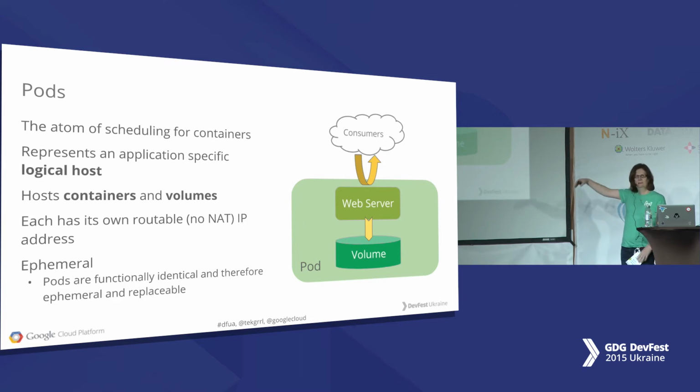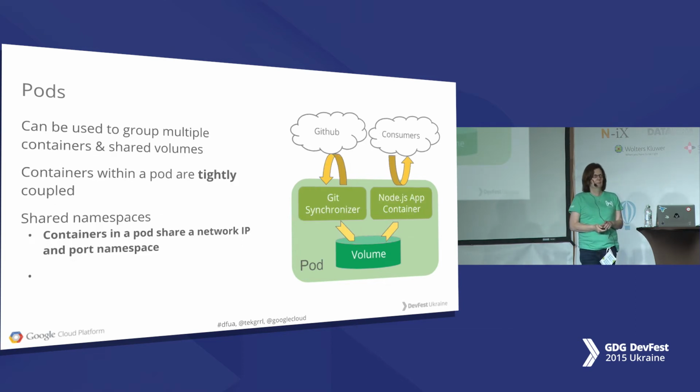Pods are things that come into existence when they're needed. These are scheduled by the scheduler. They may go away, they may come back, and ultimately they're ephemeral. Functionally identical, every one of them looks exactly the same, and so they're therefore ephemeral and replaceable.